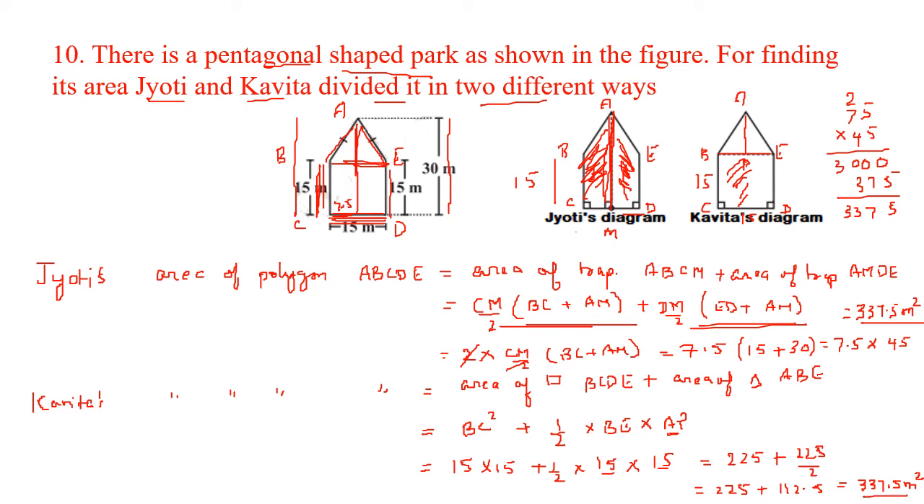But you see Jyoti has used one method and Kavita has used a separate method. So you also have the liberty to use whichever method you want. If you want to try out some new method, please do, and you can send me the solution. We'll check it later.